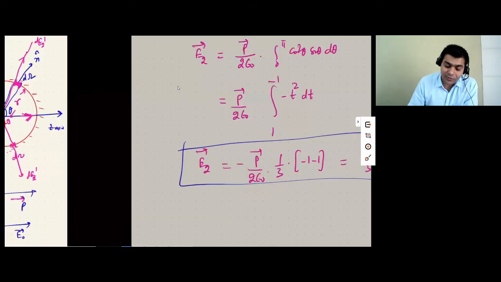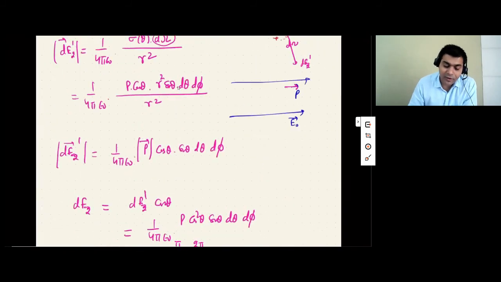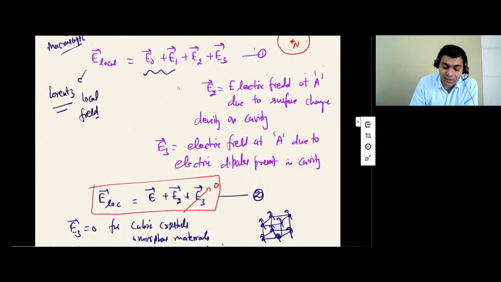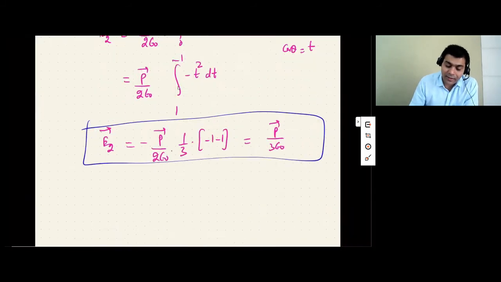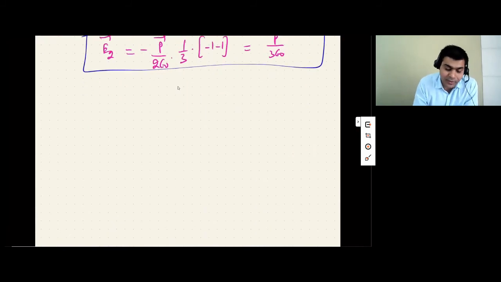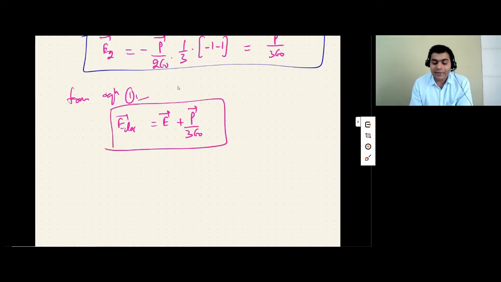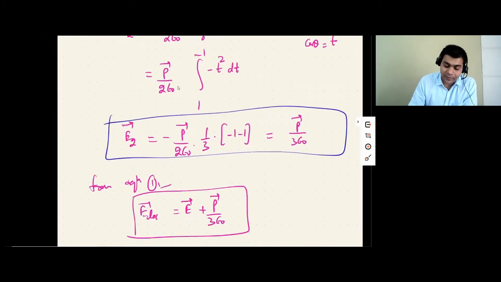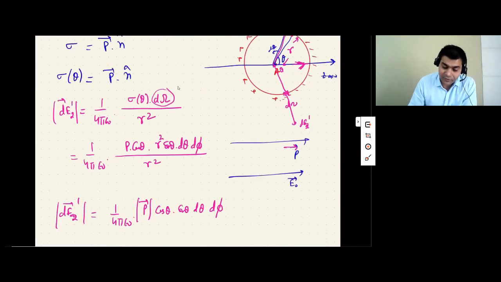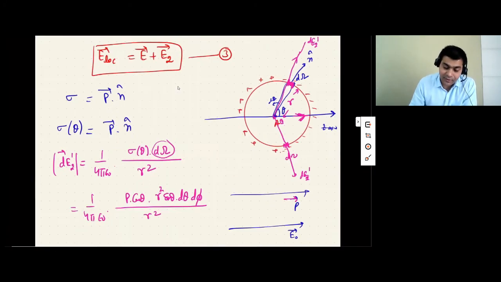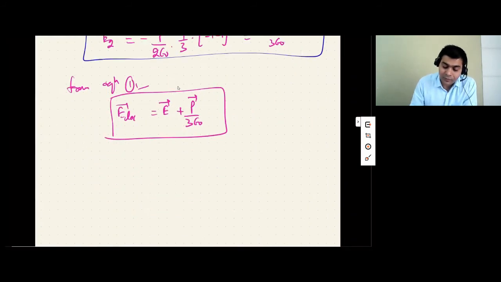So I get my E2, E3 is already 0, and E0 plus E1 combined, I'm calling it E. So now from equation 1, E local is actually equal to E plus P upon 3 epsilon naught. So this is the local electric field felt by the reference atom A that we have chosen, any random reference atom A that we have chosen.